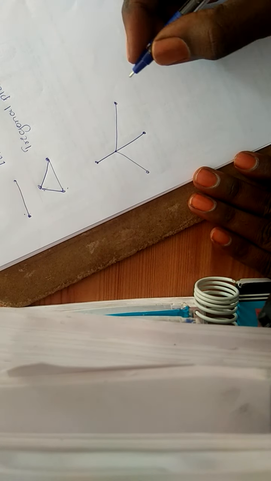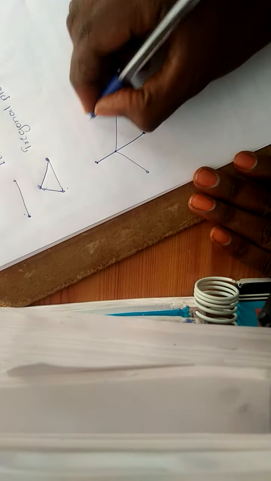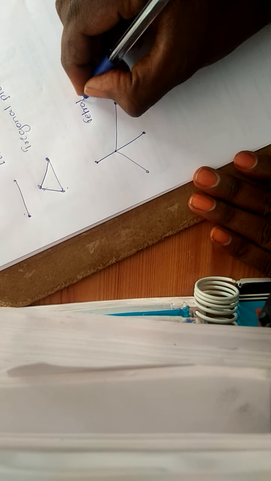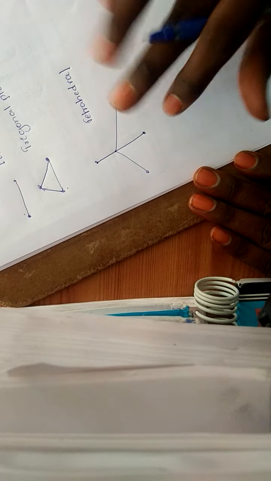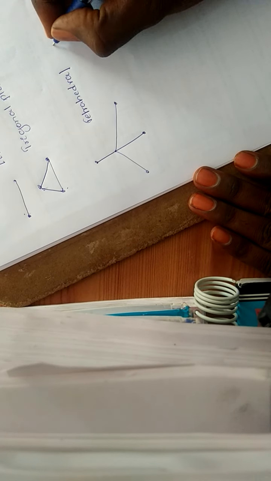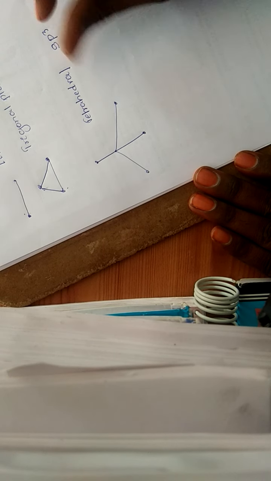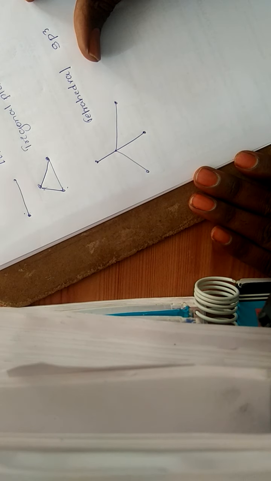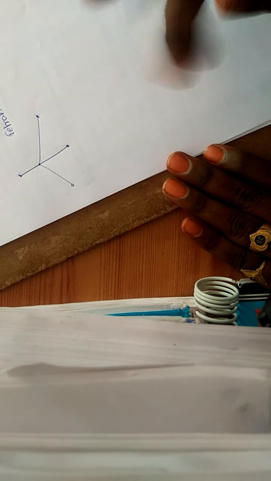tetrahedral. That is tetrahedral. So how many atoms are there here? 4 are there. So one s orbital, 3 p orbitals. Tetrahedral. Now come to one more structure.